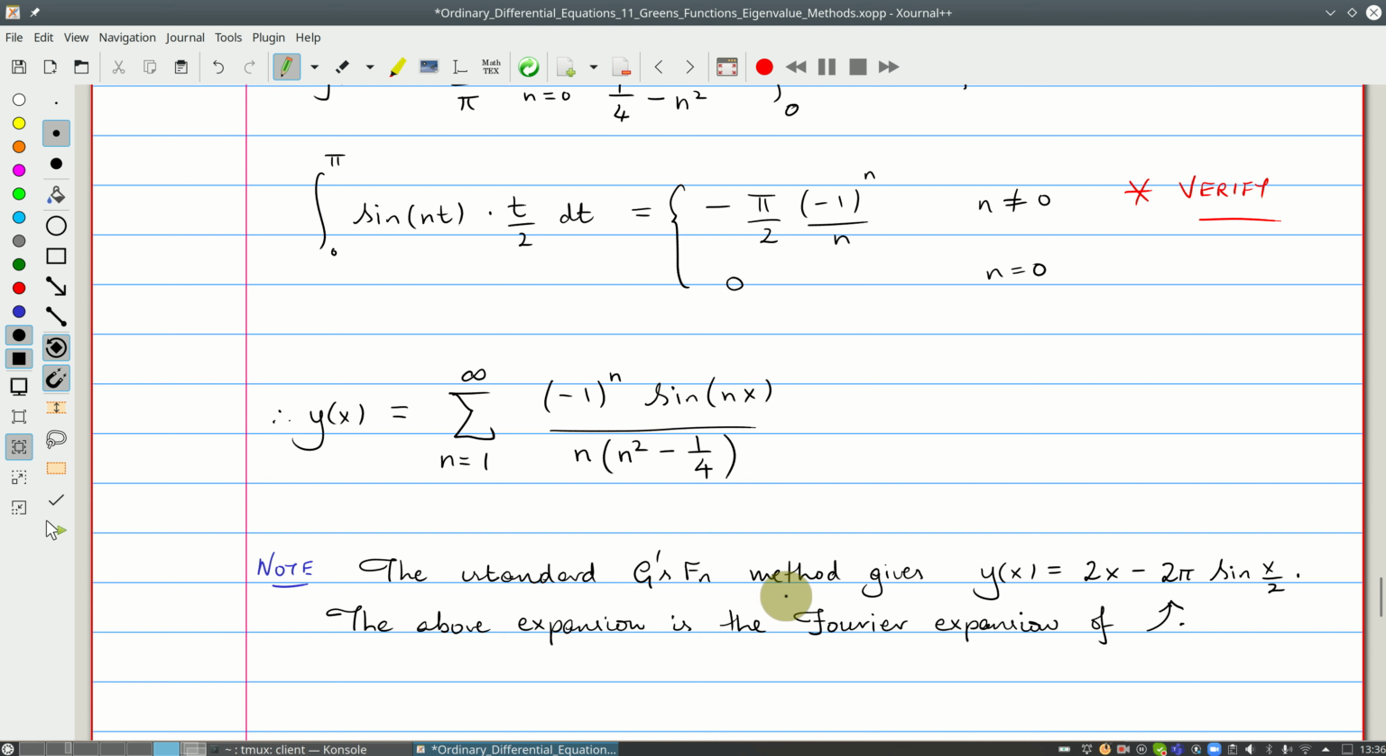Now the standard Green's function method gives you the solution in a more compact form: y of x is 2x minus 2 pi sine of x over 2. Instead, here we've got this infinite series, and if you wanted to finish this problem off, if you construct the Fourier expansion of this function, you will get this one here. So what the eigenfunction method has given you is the Fourier expanded form of the solution you get when you apply the standard Green's function method.